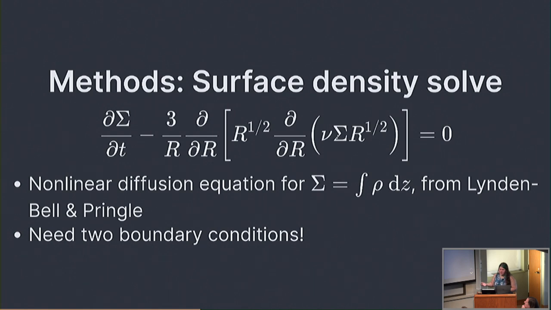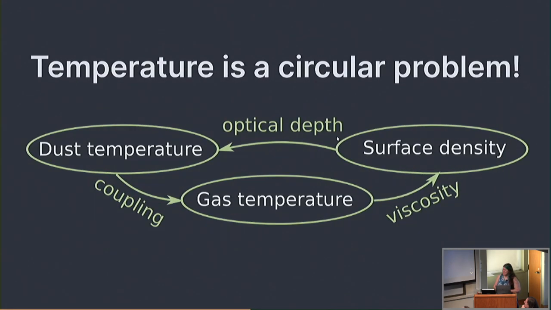Now, because it is a second order PDE, you need two boundary conditions, and this was something that we struggled with because it wasn't really clear which boundary conditions were appropriate. We ended up going with zero surface density at some fixed radius and zero surface density out at infinity, but your results actually do depend a lot on which boundary conditions you choose. So that's just a warning if you want to try and solve this at some point. But what I want you to take away from this equation is, see that nu right there? That little V thing? Yeah, funny story. That's the viscosity, and it depends on temperature. So temperature is probably the most complicated problem we solved with this because it is circularly connected with the surface density.